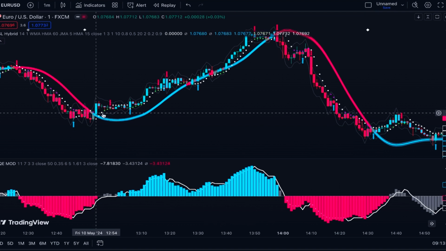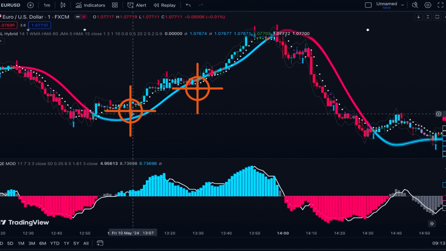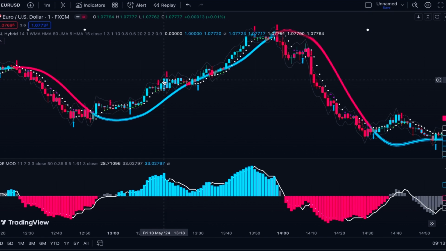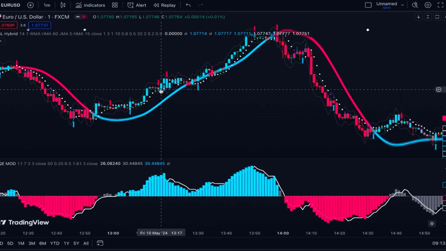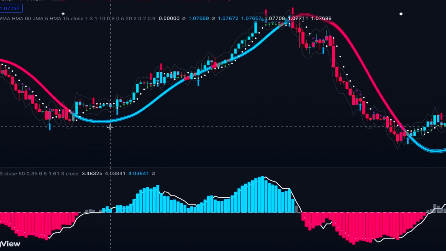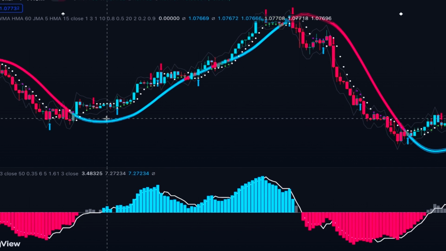For example, while the baseline is blue, we only take buy signals. In this situation, we don't care about these sell signals because they are against the current trend of the market. And as you can see, after that, we had just a pullback or a small pause within the trend. So while the baseline is blue, we only pay attention to buy signals.